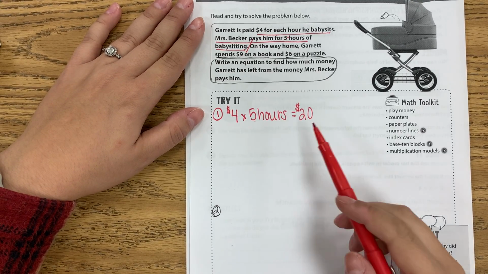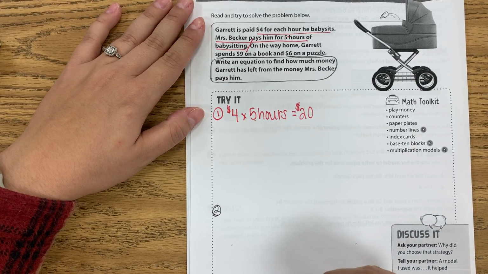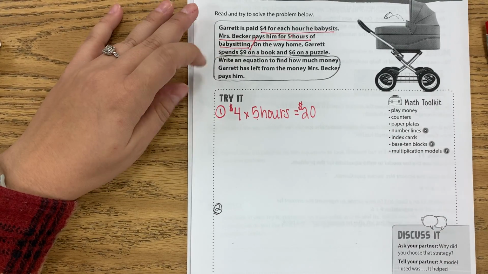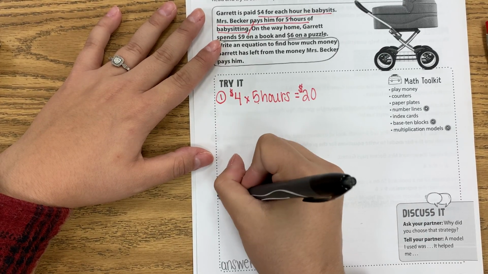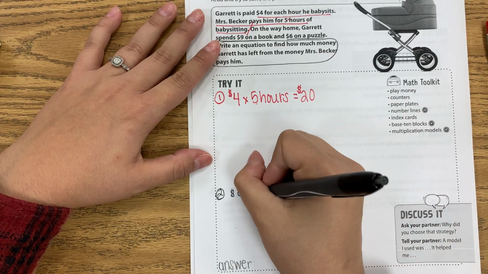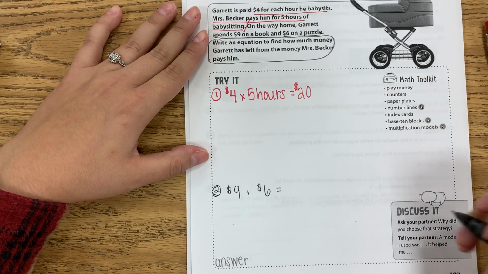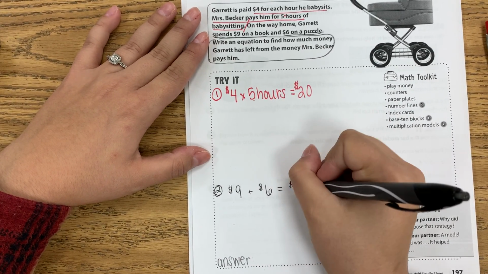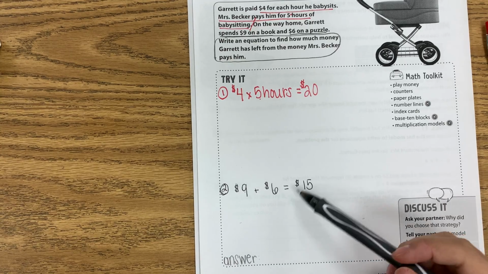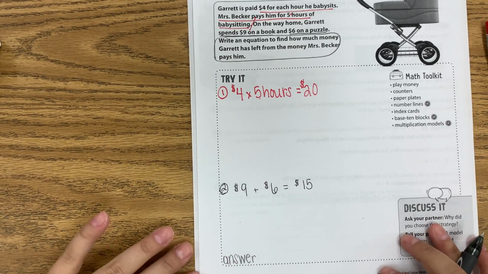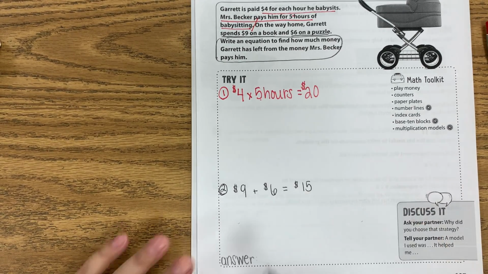But that is not the answer, because we need to make an equation to find out how much money Garrett has left. So that means he gets $20, but on the way home, he spends $9 on a book and $6 on a puzzle. So we gotta add that together, the 9 from the book and the 6 from the puzzle, to find out how much he just spent on his way home. So 9 plus 6 is $15. So that means he made 20, he just spent 15. But it's not asking for how much money he has left, it's asking for an equation to find out how much money he has left.